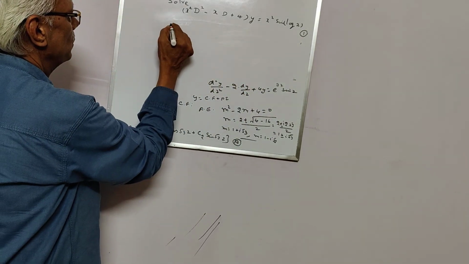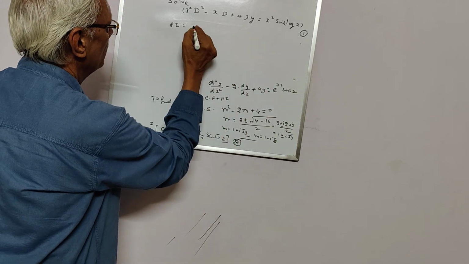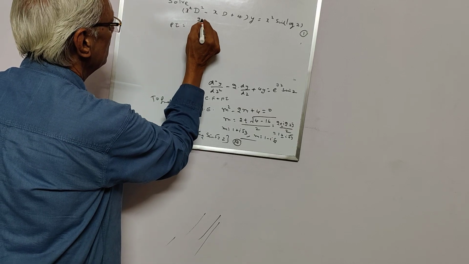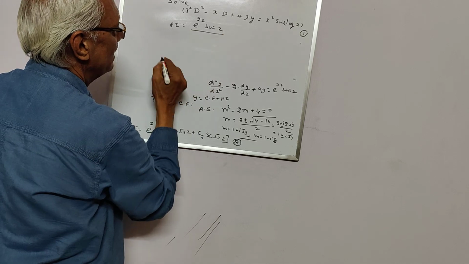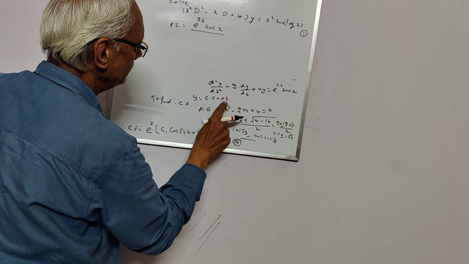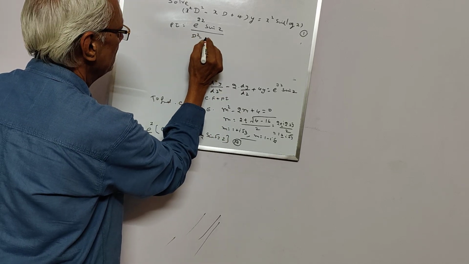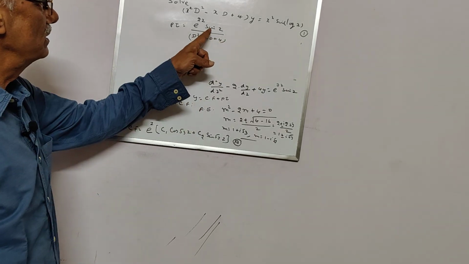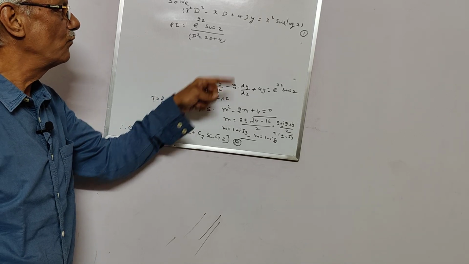See, the particular integral is equal to e to the power of 2z into sin z divided by d squared minus 2d plus 4. That is, the integration of the numerator should be carried out with respect to d squared minus 2d plus 4.